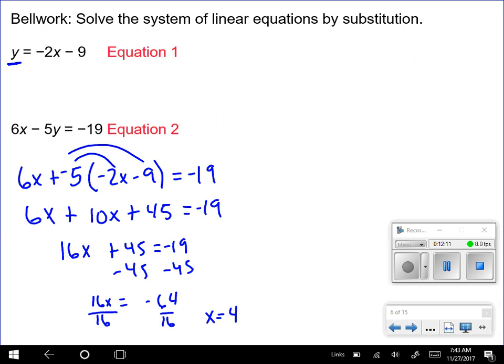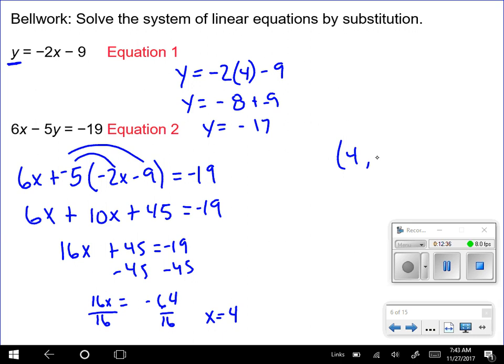So now I can choose, do I want to plug it into equation 2 or equation 1? Probably easier to put it into equation 1, because then I just have to solve using order of operations. So negative 8 minus 9, so y should equal negative 17. So my ordered pair then is 4, negative 17.